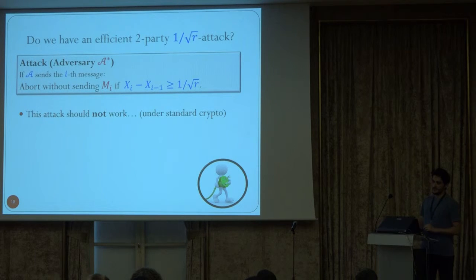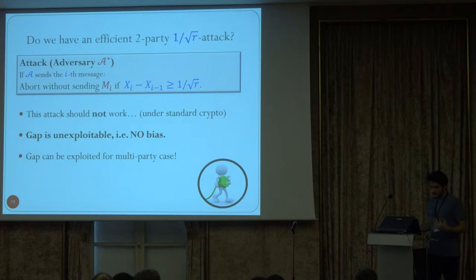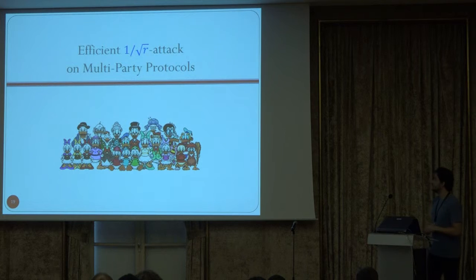Well, we shouldn't be able to do it, assuming some standard crypto, because we know that 1 over square root of r is not tight for the two-party case. In fact, the gap is unexploitable in this setting, in the two-party setting, for reasons that I don't have time to get into. So there's no bias in the two-party case, but there is a bias, and we can exploit this gap in the multi-party case. And let's turn to the multi-party case right away.